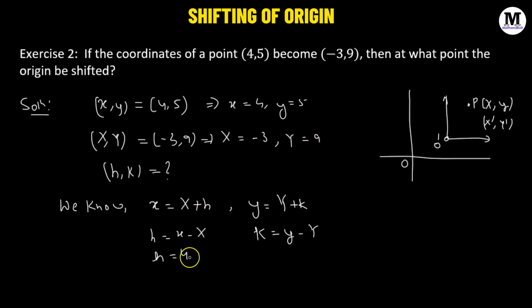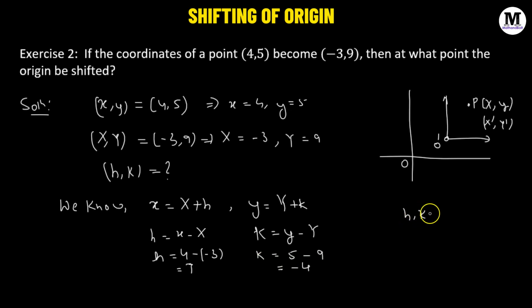So h will be 4 minus X. X is negative 3, so we have 4 minus negative 3. k will correspond to the y value, that's 5, so 5 minus 9. So the h value is going to be equal to 7, and k is going to be negative 4. Fine. So that's the value of h and k.